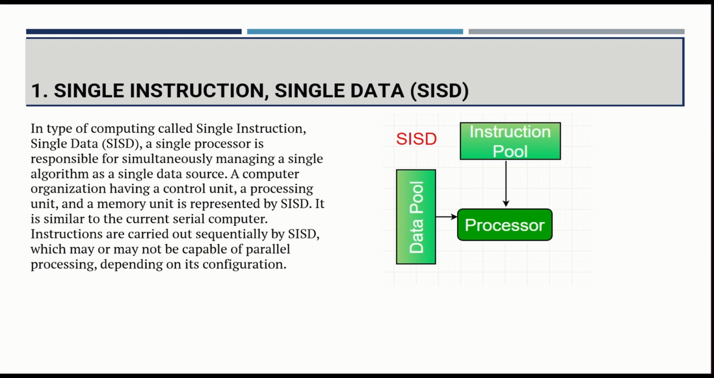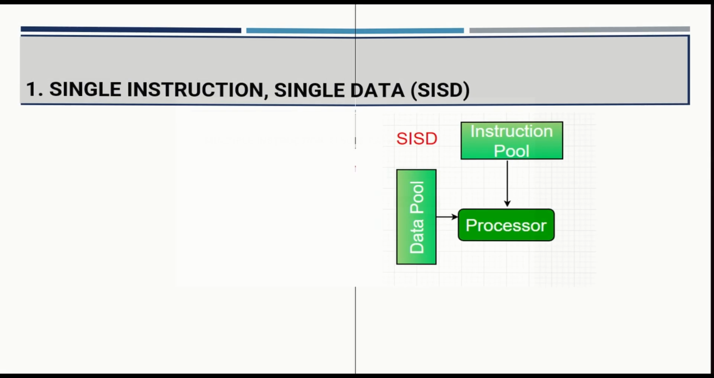First one is single instruction, single data, SISD. In this type of computing, called single instruction, single data, a single processor is responsible for simultaneously managing a single algorithm as a single data source. A computer organization having a control unit, processing unit, and a memory unit is represented by SISD. It is similar to the current serial computer. Instructions are carried out sequentially by SISD, which may or may not be capable of parallel processing. It depends on its configuration.